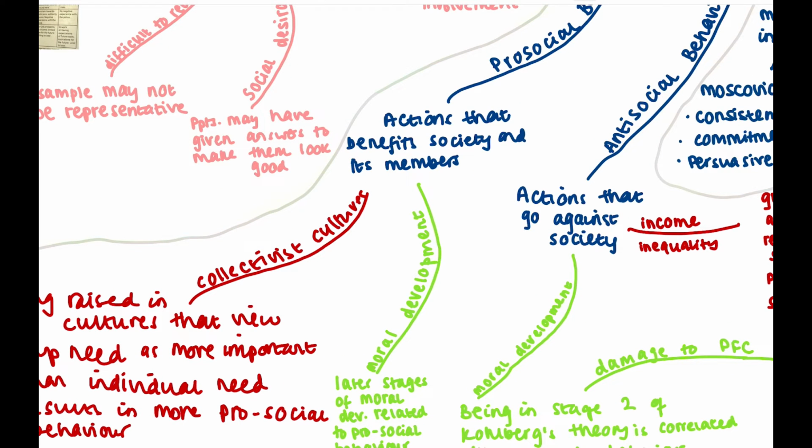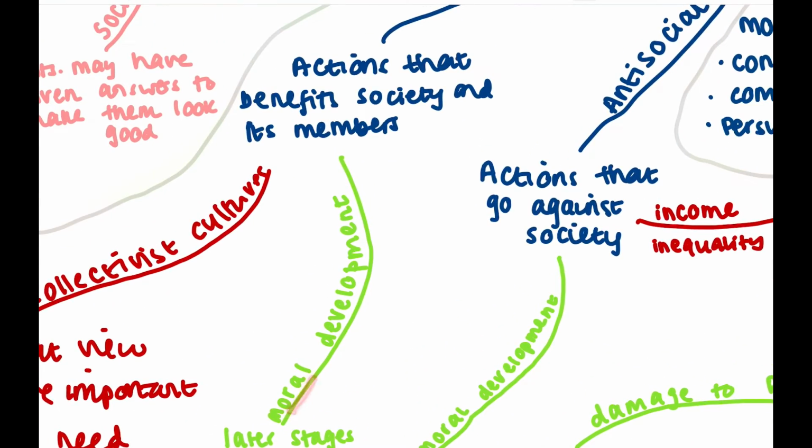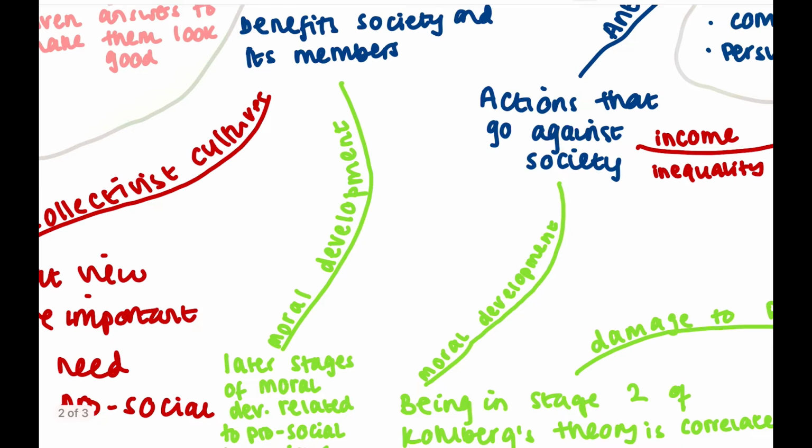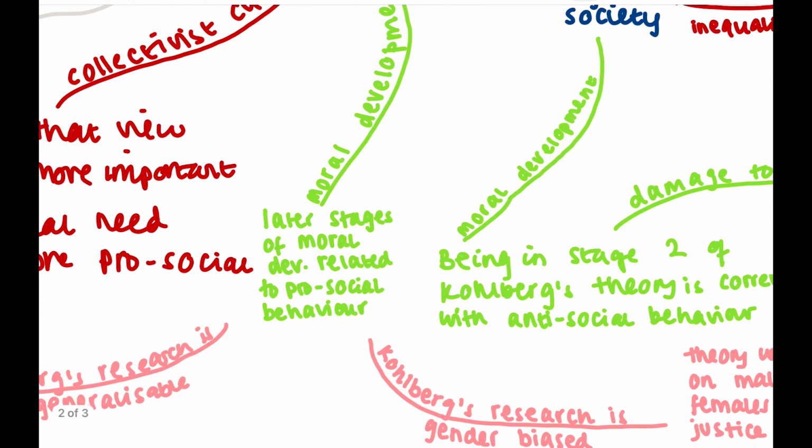The dispositional explanation for pro-social behaviour is looking at moral development. So your morals are your beliefs, your values, what you think is right and wrong. Now, there was a psychologist called Kohlberg, and he developed his stages and levels of moral reasoning. There are 3 levels: pre-conventional, conventional, post-conventional, and 2 stages in every level. Now, he suggested that individuals in later stages of moral development show lots more pro-social behaviour.